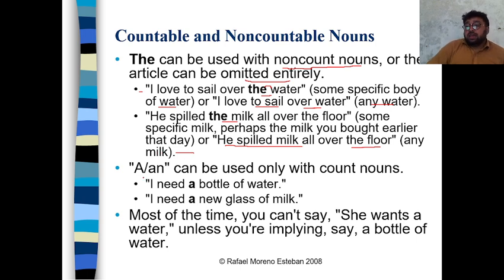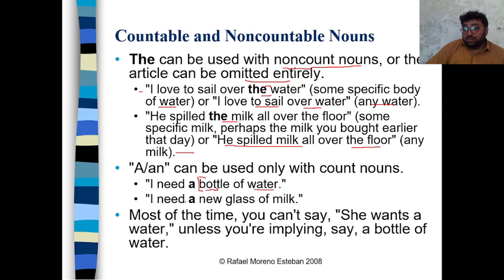A and an can be used only with count nouns. Whenever you're talking about nouns you cannot count, you put a countable noun over there through which you count it, like I need a bottle of water. Whenever you say it, you're not counting water, rather you're counting the bottles.